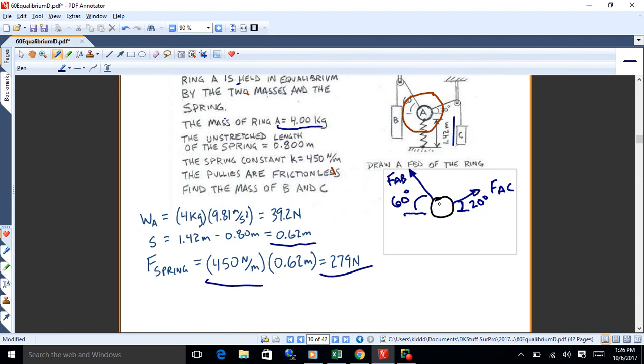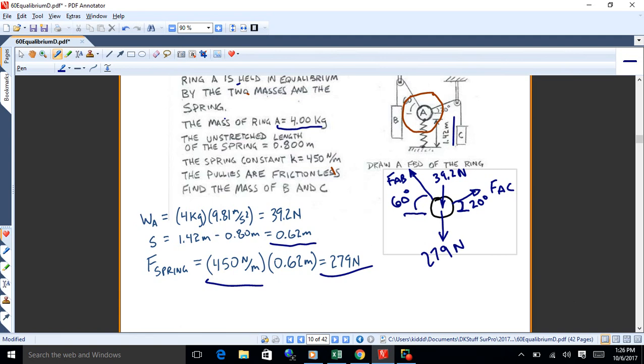All right, and then we've got the weight, which I calculated there at 39.2. I'm putting that on top because I got another one to show. I'll put that on the bottom. Where you put them really doesn't matter as long as they point the right way. And in a simple object like this, it doesn't matter. All right. And then the spring force is 279. Is that up or down? It's down because that spring is too long. I've stretched it out. So it's going to respond by resisting that stretch. It's going to pull down on the ring. Okay, so that's 279 newtons.